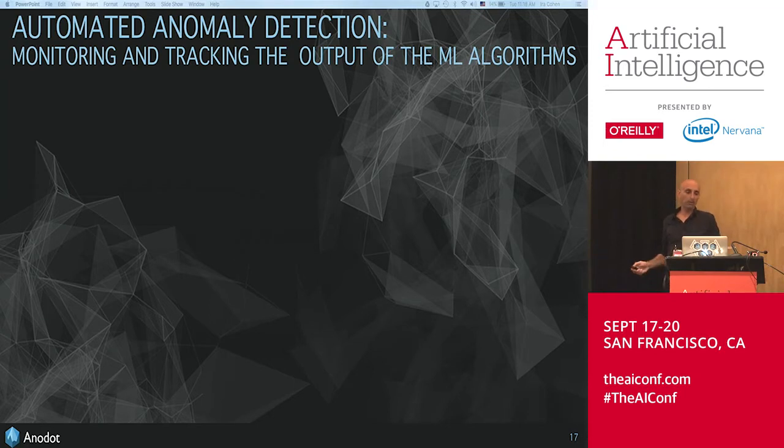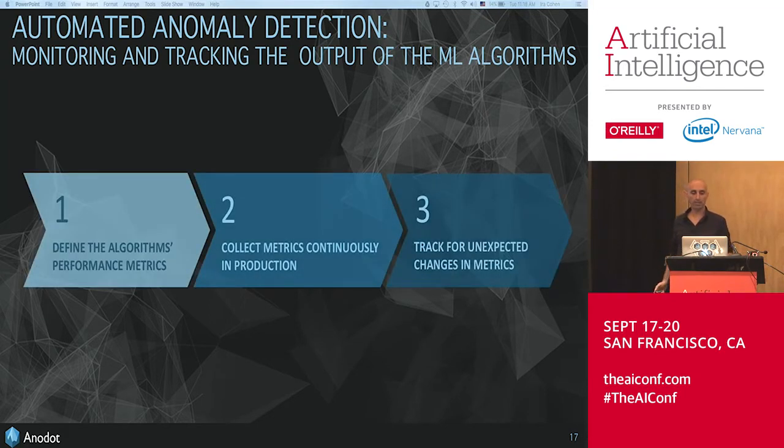So really the process is very simple. It's dead simple. To monitor and track the output of a machine learning algorithm, there are three steps. First, define the algorithm's performance metrics that you need to track, which could indicate either directly or indirectly that they are working as you expect. Any deviation from a normal pattern in those is something you should pay attention to as a data science team. The second step is to continuously collect them from your algorithms running out there, all the models that you train that are running in production, and track them. And then if you see any unexpected changes in the metrics, get alerted and investigate. And eventually, once you see enough of these, you can start automating remediation actions for them as well.